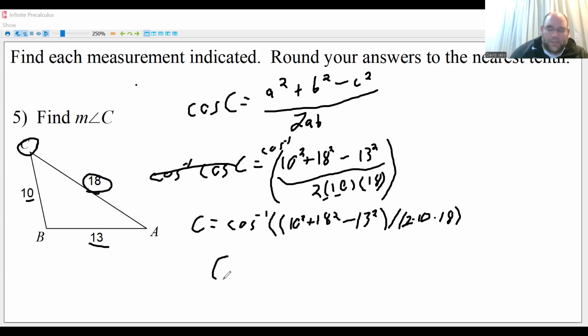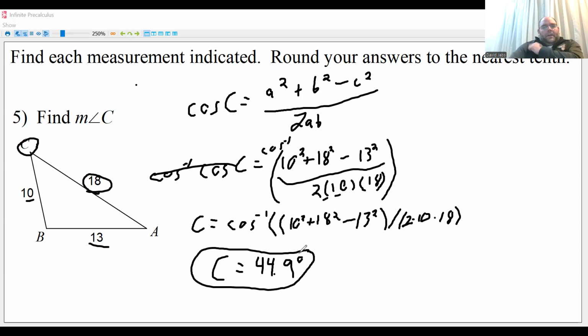Okay, so big C. Remember, we're trying to solve for an angle, so make sure it is in degrees. And I got 44.9. Hopefully you plug that in correctly as well. So we got 44.9 degrees. All right, so that's how we're going to solve for angles. Remember, to solve for an angle, we've got to use the inverse cosine.